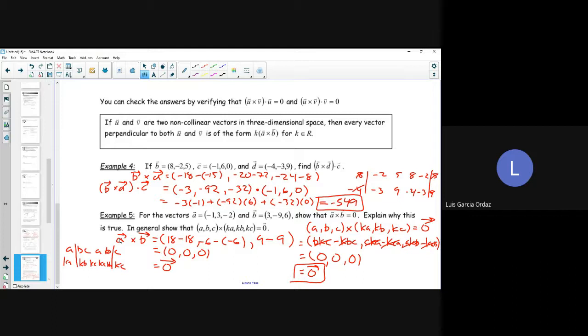So when the cross product gives you the 0 vector, or you get a 0 cross product, that means that two vectors either have the same direction or have the exact opposite direction from each other, or that one of them has a 0 length, which is why their cross product can be 0.